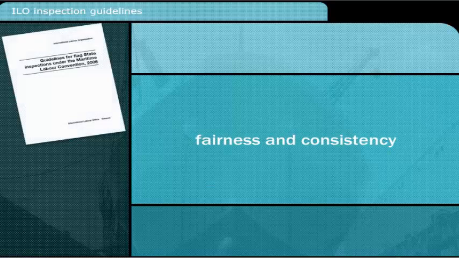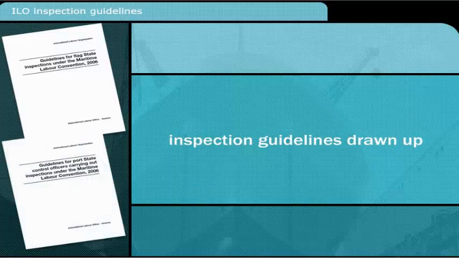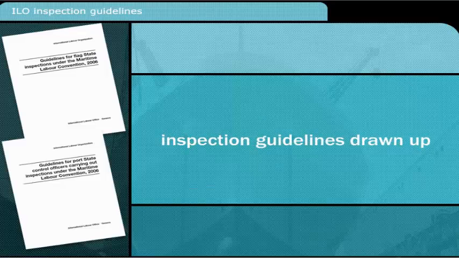Fairness and consistency in the way that inspections are carried out are essential if the aims and objectives of the Convention are to be met. In order to achieve this fairness and consistency, the ILO passed separate resolutions to have inspection guidelines established for flag state and port state authorities.